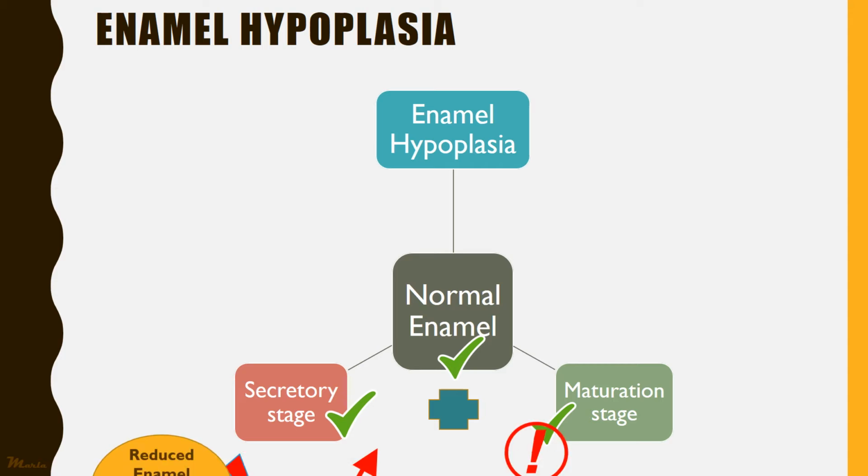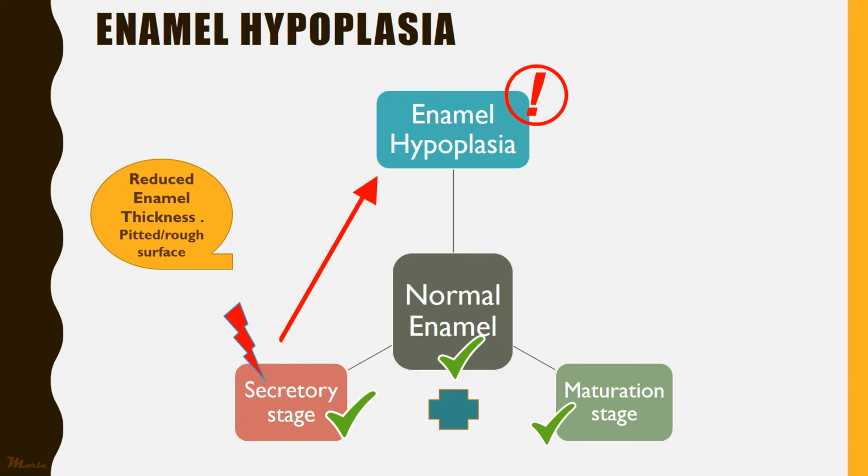However, if there is a developmental anomaly which is affecting the secretory stage, it may give rise to enamel hypoplasia. As discussed before, in such forms of anomalies, the enamel will generally show reduced thickness, and such enamel generally shows pitted or rough surfaces.